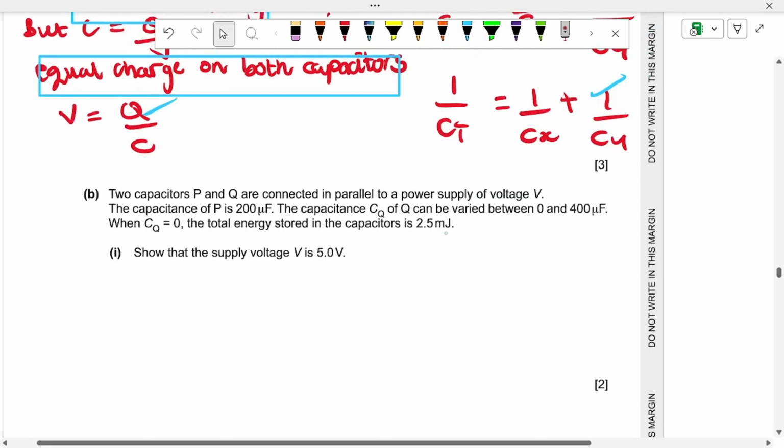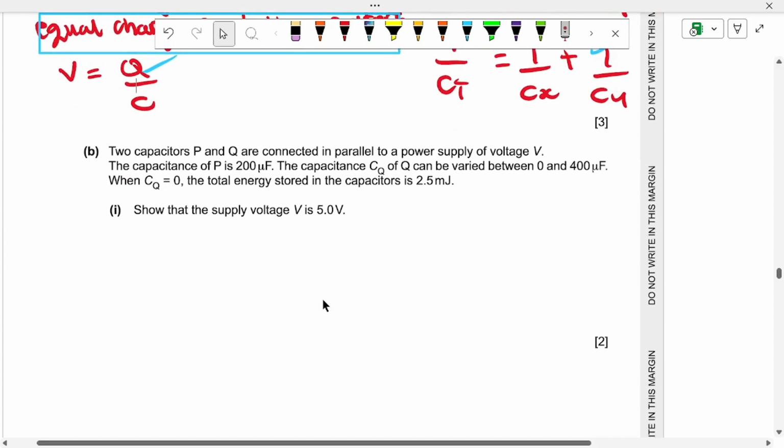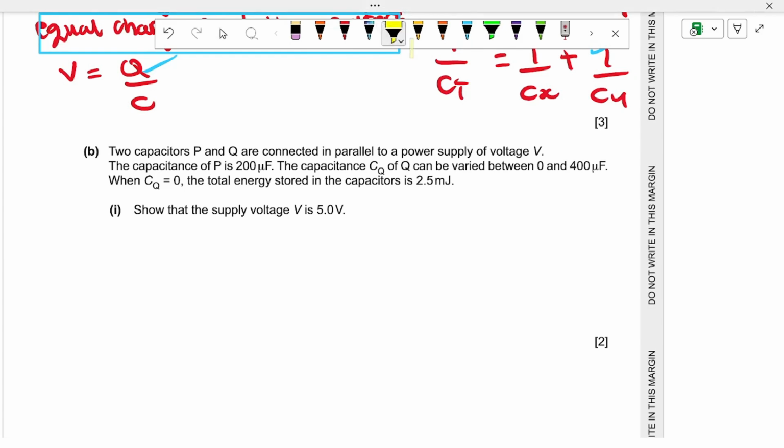The capacitors P and Q are connected in parallel to a power supply of voltage V. The capacitance of P is 200 microfarad. The capacitance of Q can be varied between 0 and 400. So I have a capacitor P and Q, but Q has a certain property. It allows its capacitance to be changed between 0 and 400. So you can pick whatever you want.